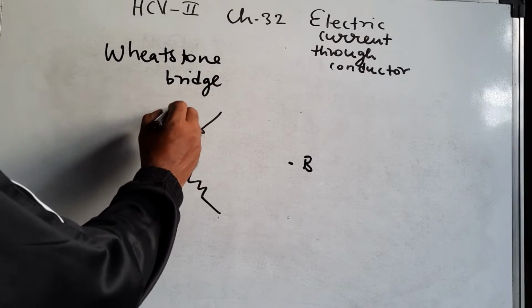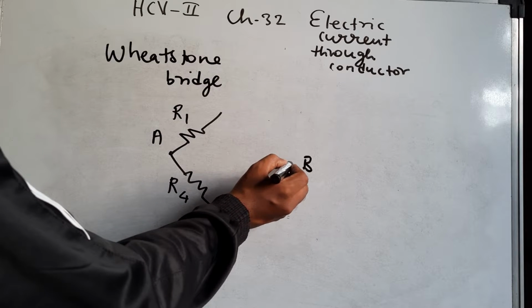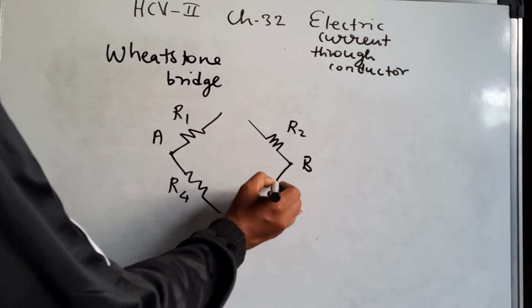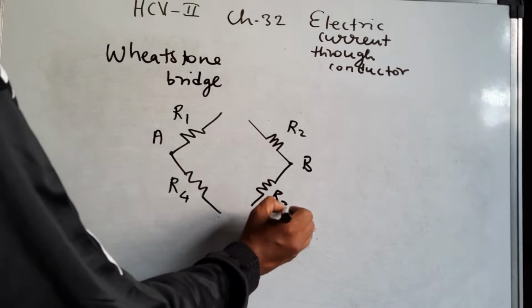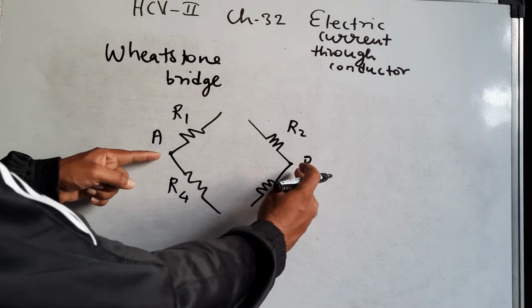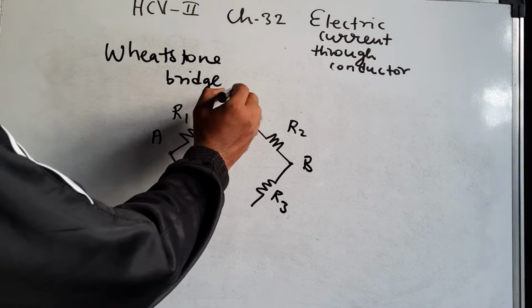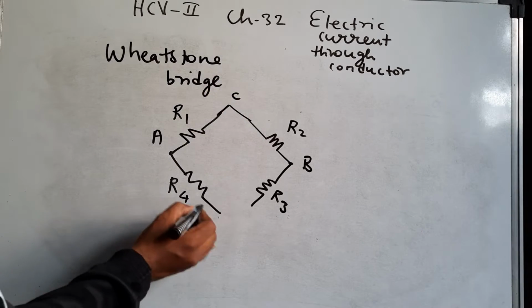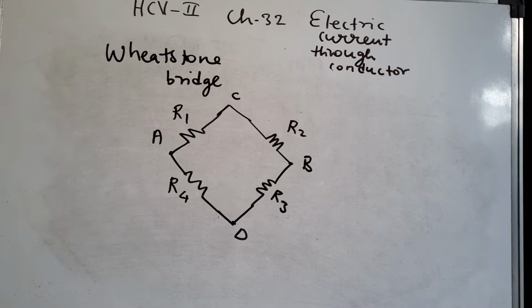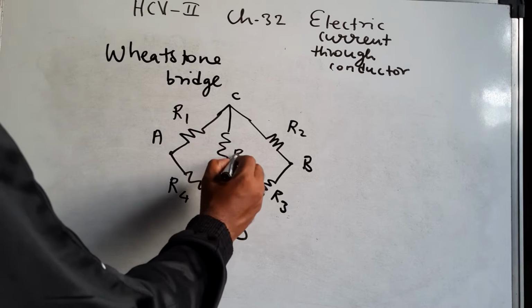So let's say this resistance is R1 and this is, let's say, R4. And from B also there are two resistors which are emerging. Let's say this is R2 and this is, let's say, R3. And remember, these two resistors which are emerging from A and B are joining each other, let's say at the end C, and similarly R4 and R3 ends are joining each other at the end D. And C and D are also joining each other by some other resistance, let's say R5.